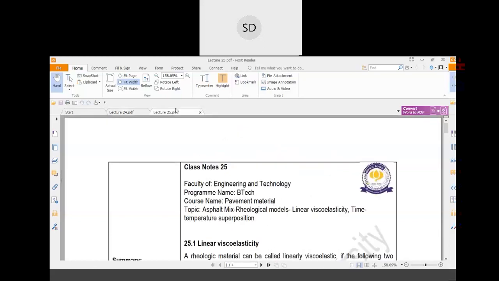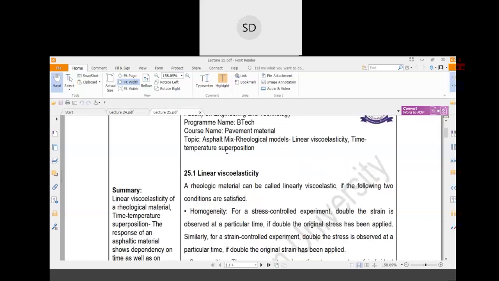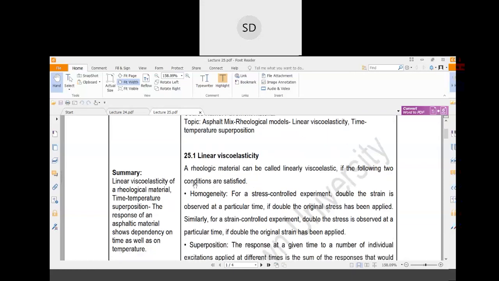Now, let us go for the next thing: linear viscoelasticity. So what does linear viscoelasticity mean? A rheologic material can be called linear viscoelastic if the following two conditions are satisfied. A rheologic material means a material whose characteristics change with temperature. This type of material can be called linear viscoelastic. Linear viscoelastic means their viscoelastic nature is linear in characteristic.